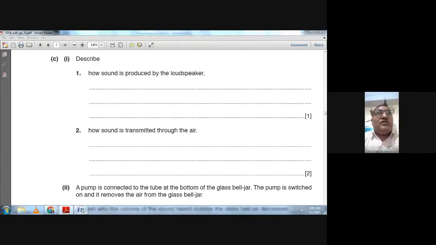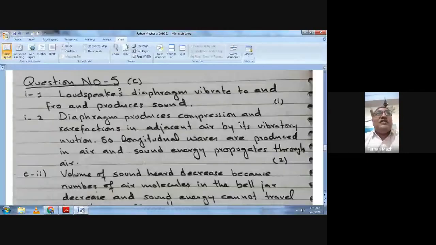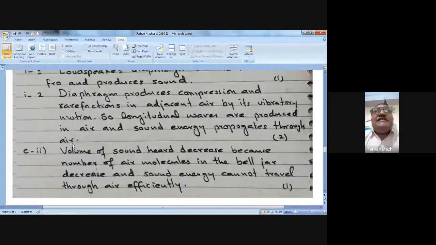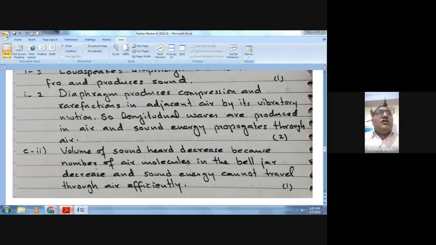I have written this on the paper. Let me show you that. The diaphragm produces compressions and rarefactions in adjacent air by its vibratory, to and fro motion. So longitudinal waves are produced in air, and sound energy propagates or is transmitted through air. So it's a 2-mark question. I hope you have understood.